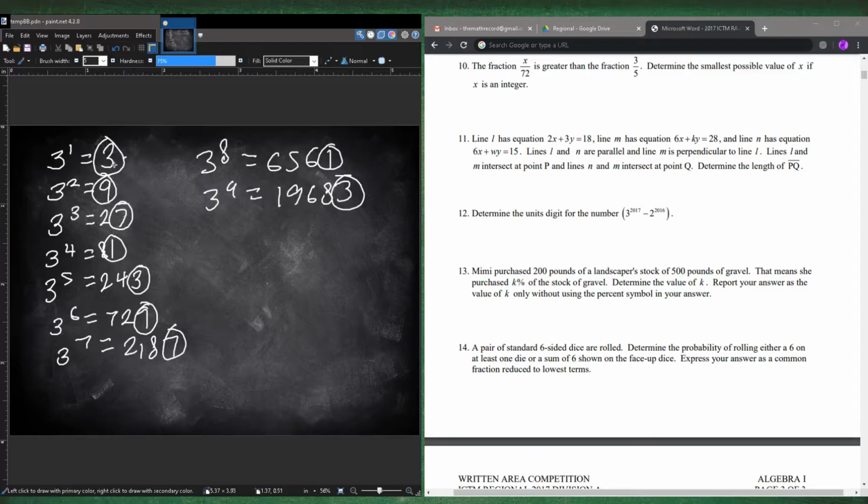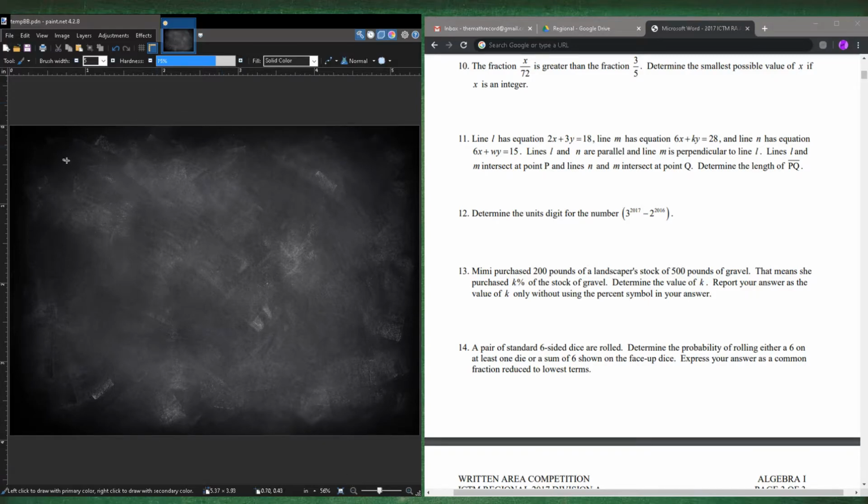So it goes in a pattern. Every 4 times, it repeats the pattern again. So 3971, 3971, 3971, right? So the pattern for threes is 3971. It repeats every 4 times. So since this is going up to 2017, 2017 divided by 4, right? It repeats 504 times, because 4 times 504 is 2016, right? And then you have 1 remaining.